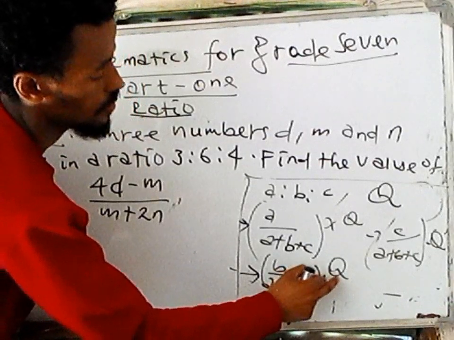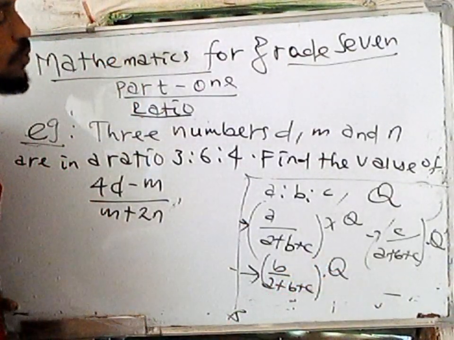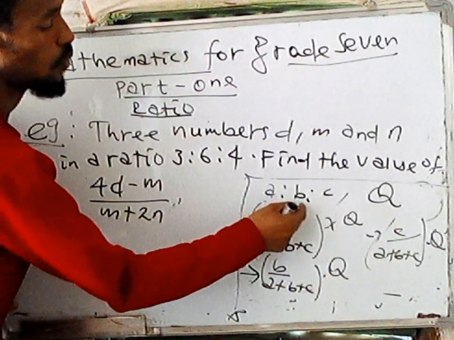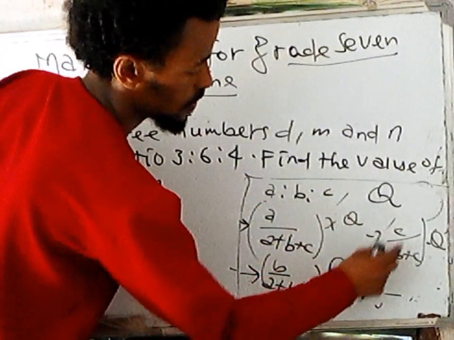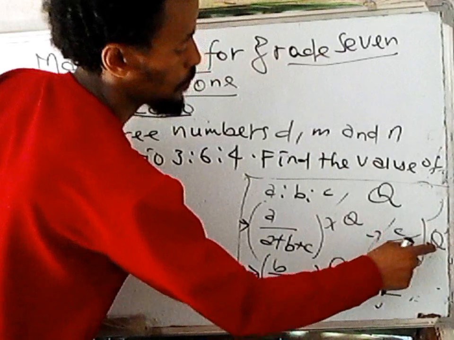total quantity. The next you can get what? The part of B. For C, C over A plus B plus C times Q.